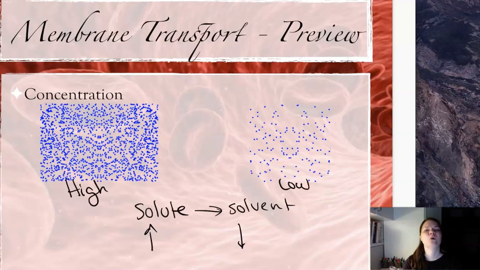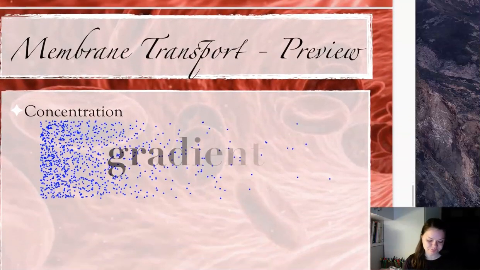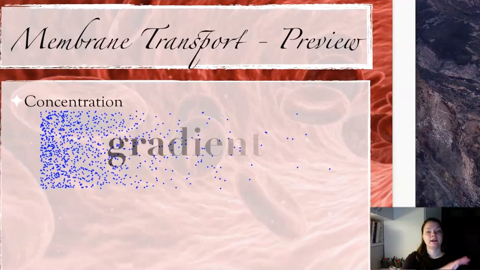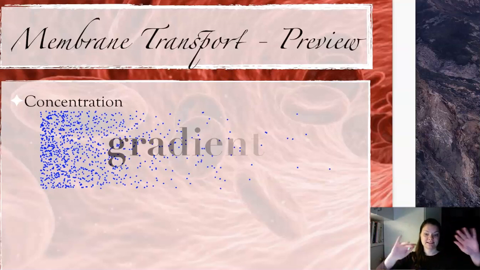Now, why are we talking about that? As it turns out, most particles move based on their concentration. And we're going to call, when we have one area with a lower concentration and one side with a higher concentration, right? So there's not the same amount on each side. We're going to call that a gradient.